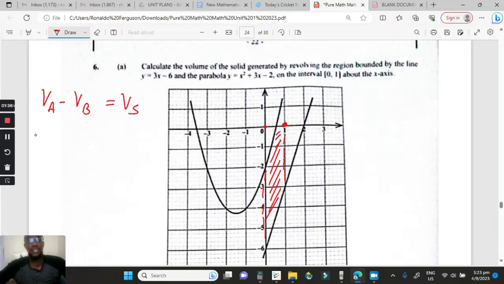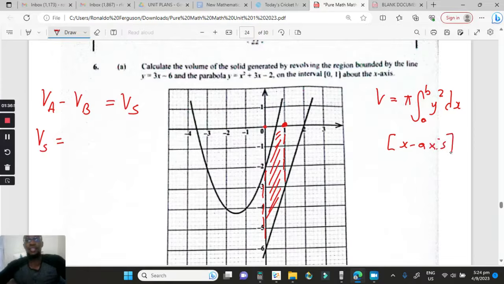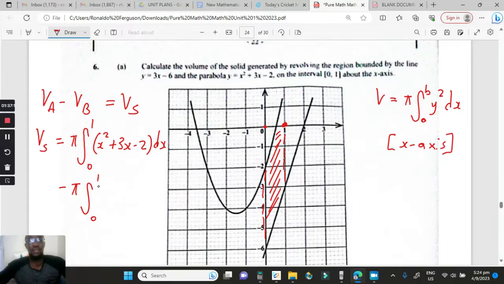So in this case, the volume of the solid is equal to, remember the volume formula: pi times the integral from a to b of y squared dx. That's when it's around the x-axis. That's a formula we need to remember. So it is going to be pi times the integral from 0 to 1 of the curve, x squared plus 3x minus 2 dx, minus the volume, pi times the integral from 0 to 1 of 3x minus 6 dx.